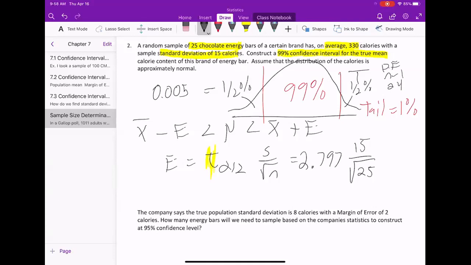Perfect. And now it's just putting that into our calculator. So 2.797 times 15 divided by the square root of 25. And I get 8.391.